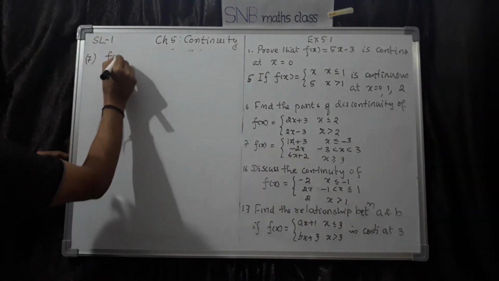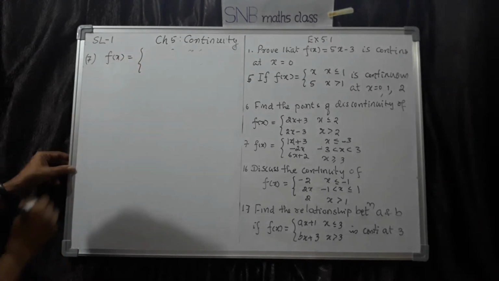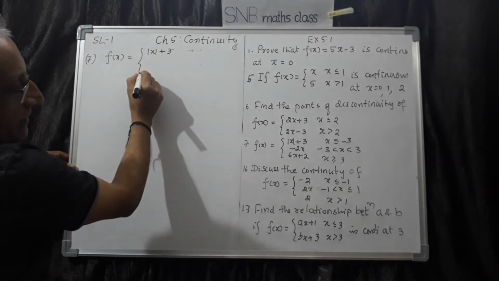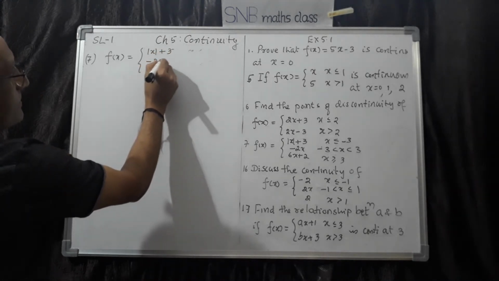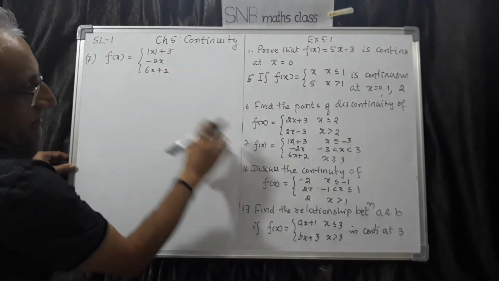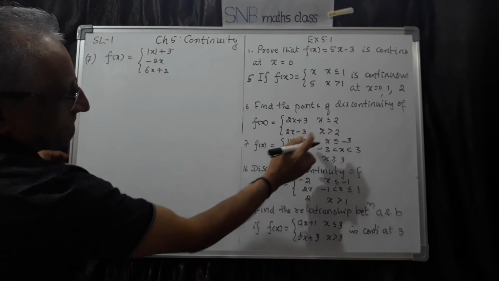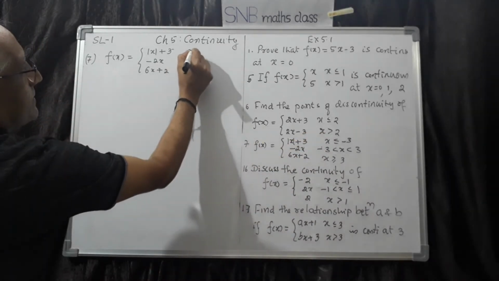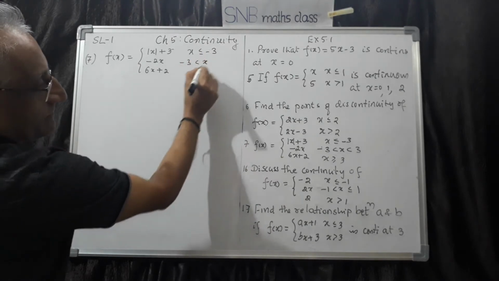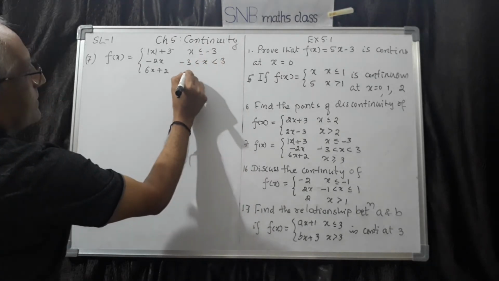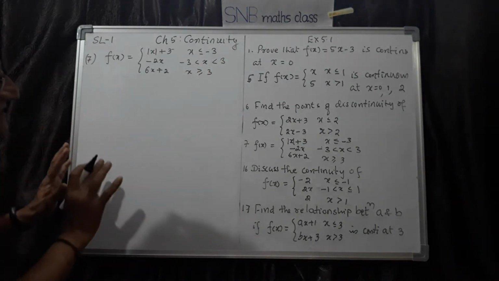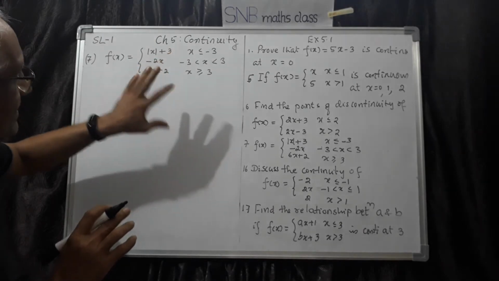f of x is given to be mod x plus 3, minus 2x, and 6x plus 2. The conditions are: x less than or equal to minus 3, minus 3 less than x less than 3, and x more than or equal to 3. So here also same, and unnecessarily he has made the problem complicated by taking mod x.